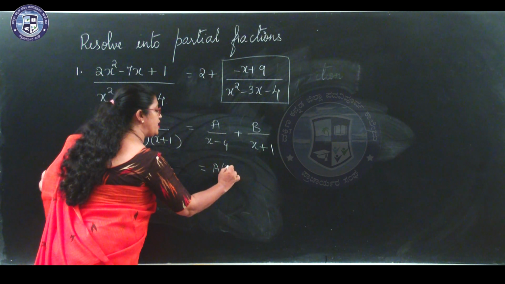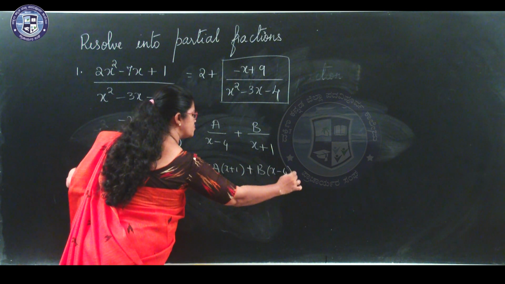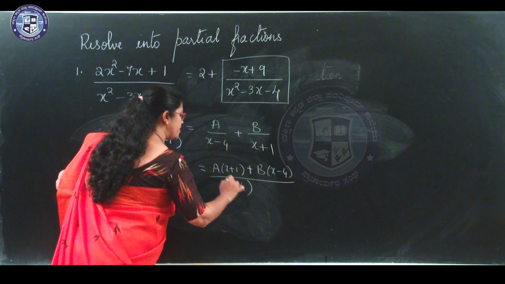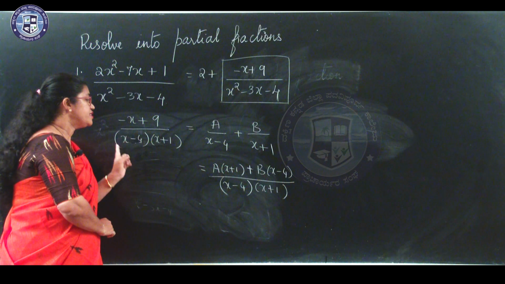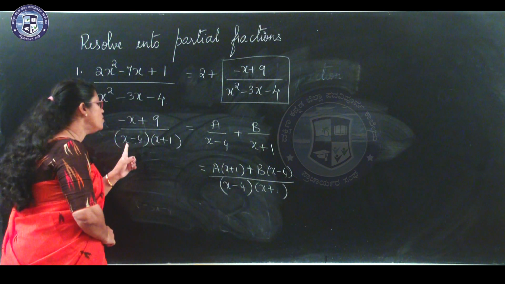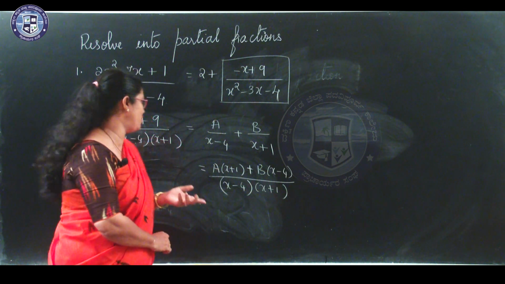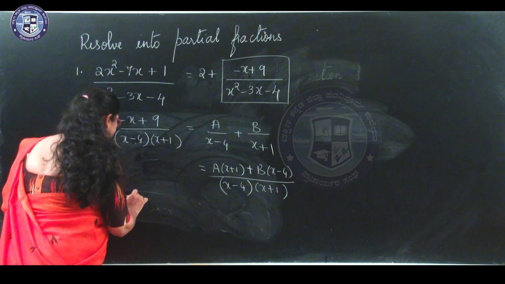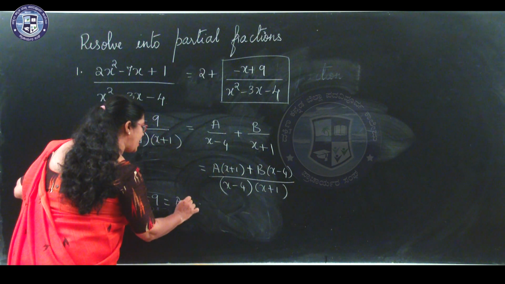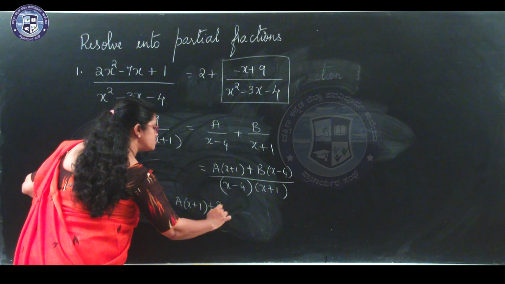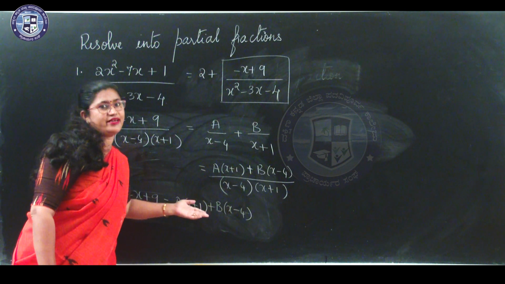So when you take the LCM, a into x plus 1 plus b into x minus 4 divided by x minus 4 into x plus 1. Now look at this. This fraction is equal to this fraction. Both the denominators are the same. Hence you can say the numerators should be equal. What is the numerator on the left hand side? Minus x plus 9, and the numerator on the right hand side is a into x plus 1 plus b into x minus 4. So now my task is to get the value of a and the value of b.